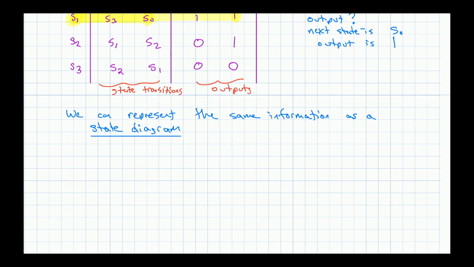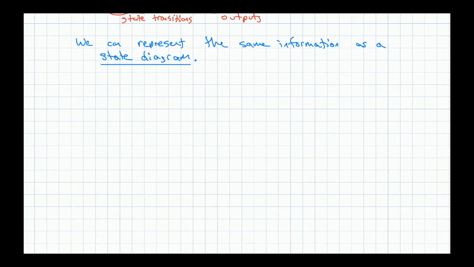Okay, so what's a state diagram? A state diagram is basically like a flow chart. What you do for a state diagram is you take all of your states and you put them in circles. It's like a flow chart.